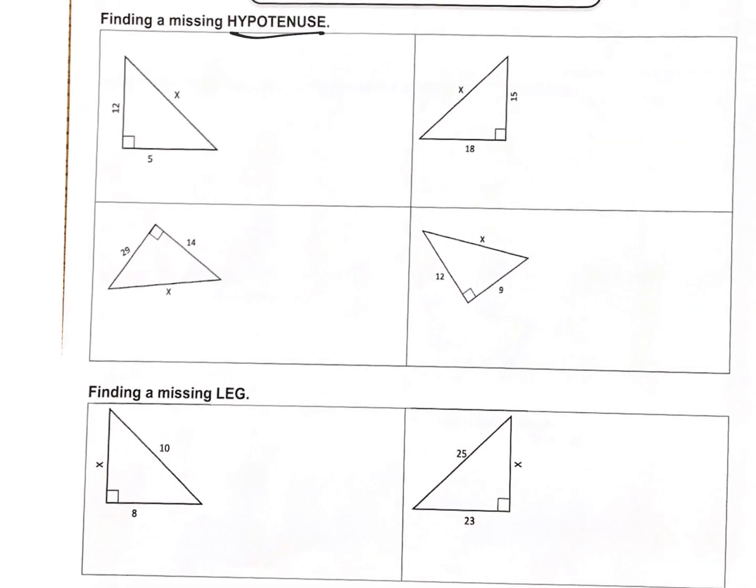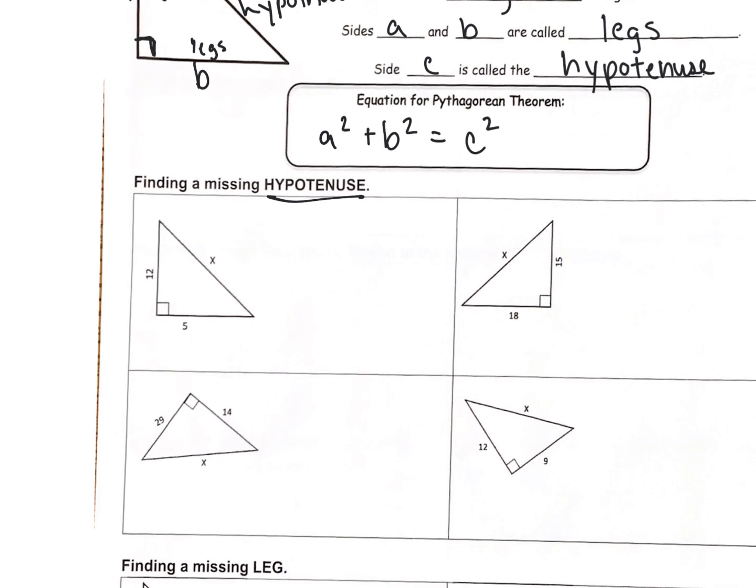So let's get started. We have a right triangle where this is a leg, and this is a leg. Remember, the legs form the right angle, so we know that they are the legs. And then the hypotenuse is the long side. The hypotenuse is always going to be the longest side. So we have 5 squared plus 12 squared should equal x squared, because we don't know what x is, we're trying to find it. So 5 squared is 25, 12 squared is 144, and that equals x squared.